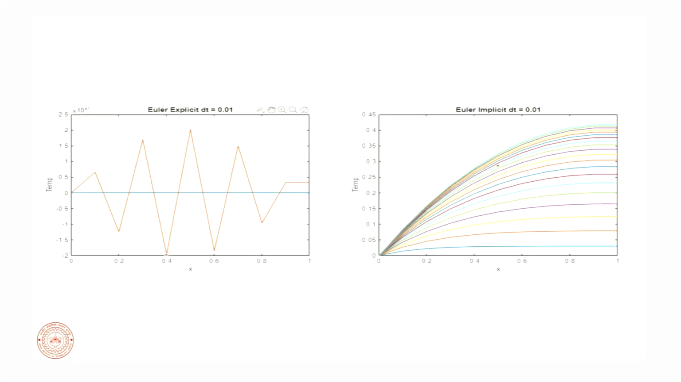If you want to see the stability, you can see the stability values for different dt values. If you increase the dt value, your Euler explicit is going to explode. However, Euler implicit will still be stable.